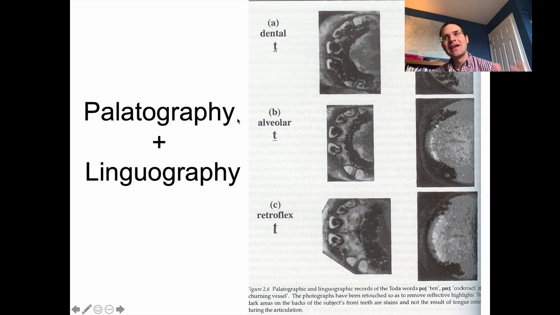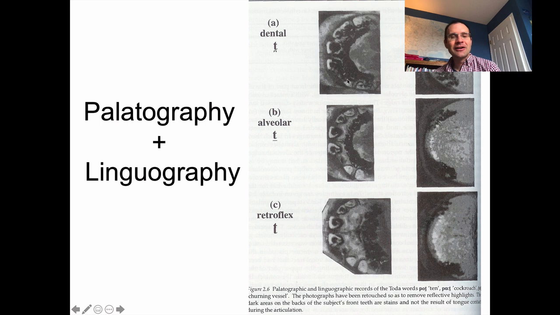But the way this works is that you take a mixture of charcoal and olive oil, mix them together in a little bowl, and then you can take a Q-tip and put the mixture on a person's tongue before they're about to say something. So you leave this black gunk on their tongue, and then you say, now produce a dental t for me. And then they just say some word with that sound in it. The black gunk will get left on their palate where they made contact between their tongue and their palate, or their teeth, as the case may be.